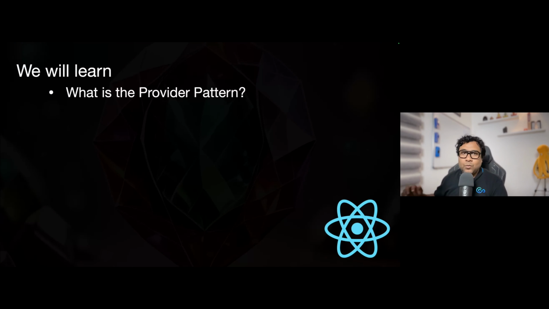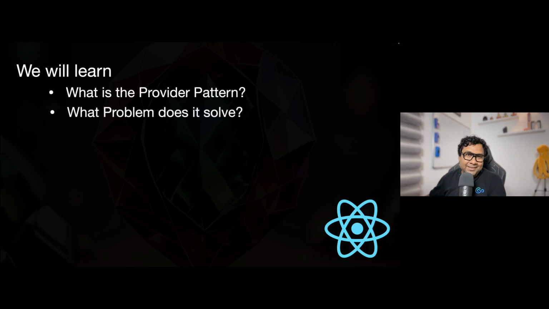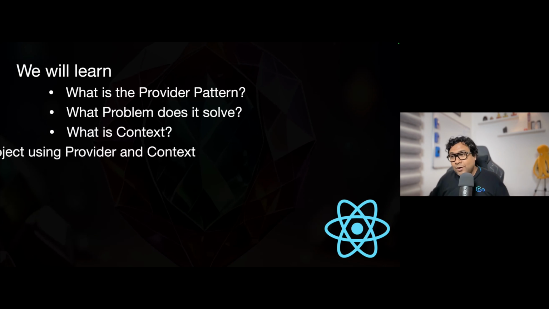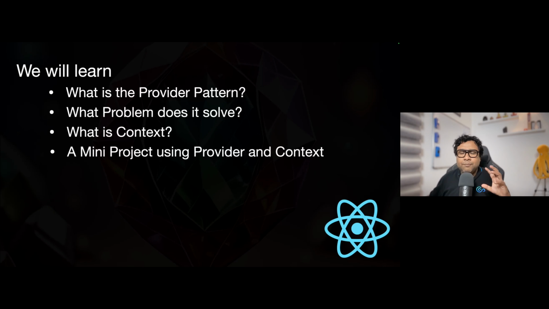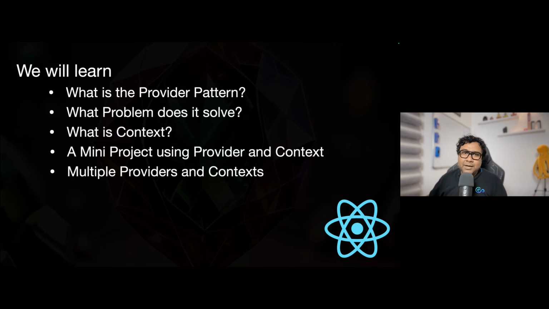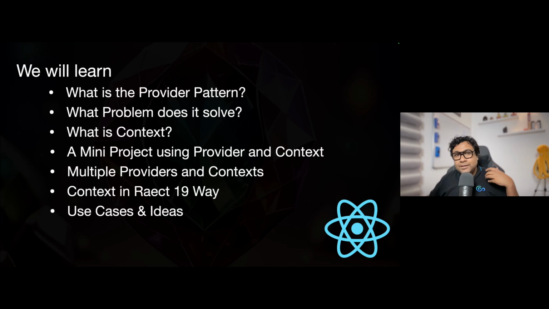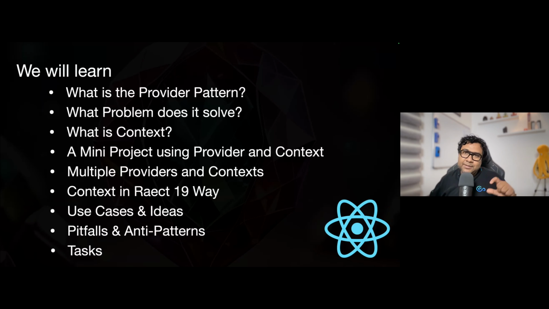We will learn what the provider pattern is. Of course, that's the main thing. Then we are going to learn what kind of problem it solves. We are going to talk about what context is. With provider, context comes automatically. Then a mini project to explain provider with context, with and without React 19 in the picture, then multiple providers and context, how they work together. Then we're going to talk about context the React 19 way. Then we're going to talk about the use cases, ideas that you can build using this pattern, a few pitfalls and anti-patterns, and finally the task.